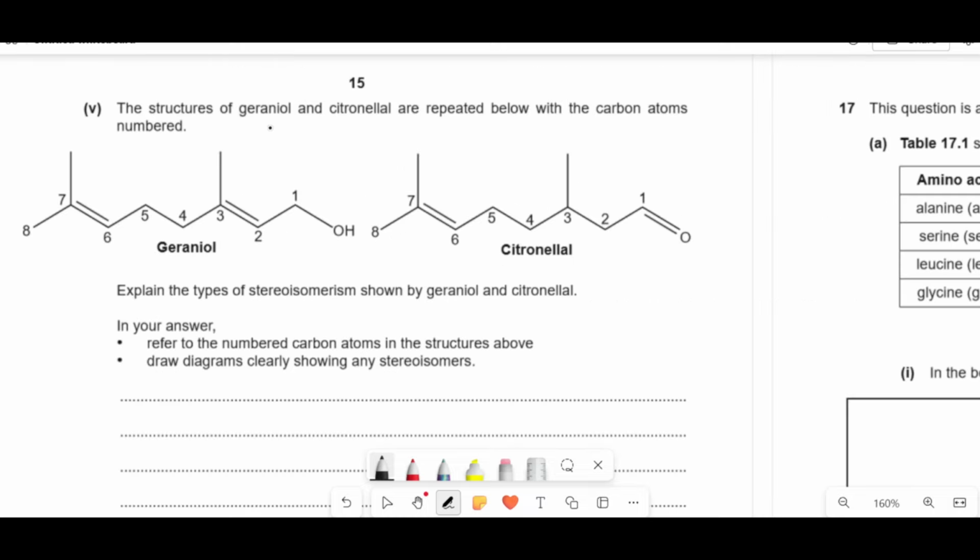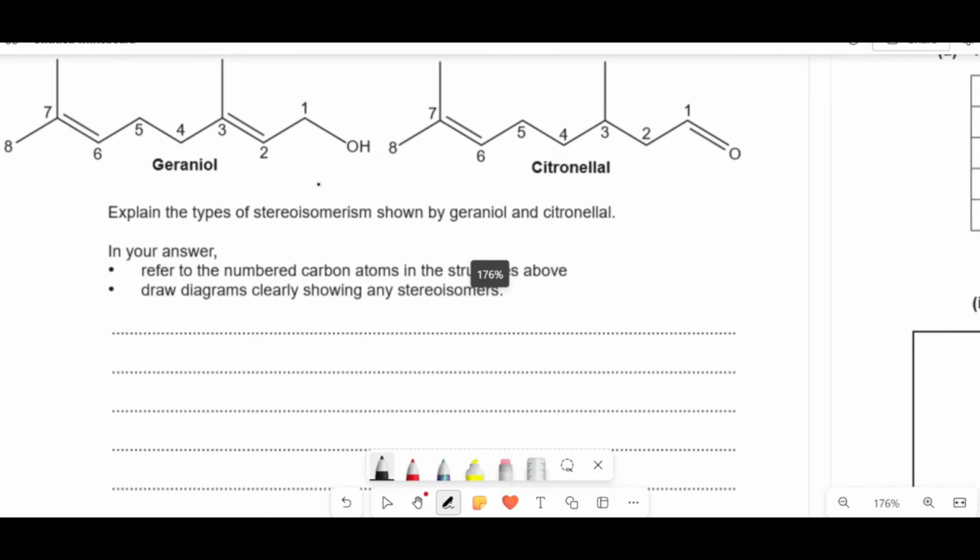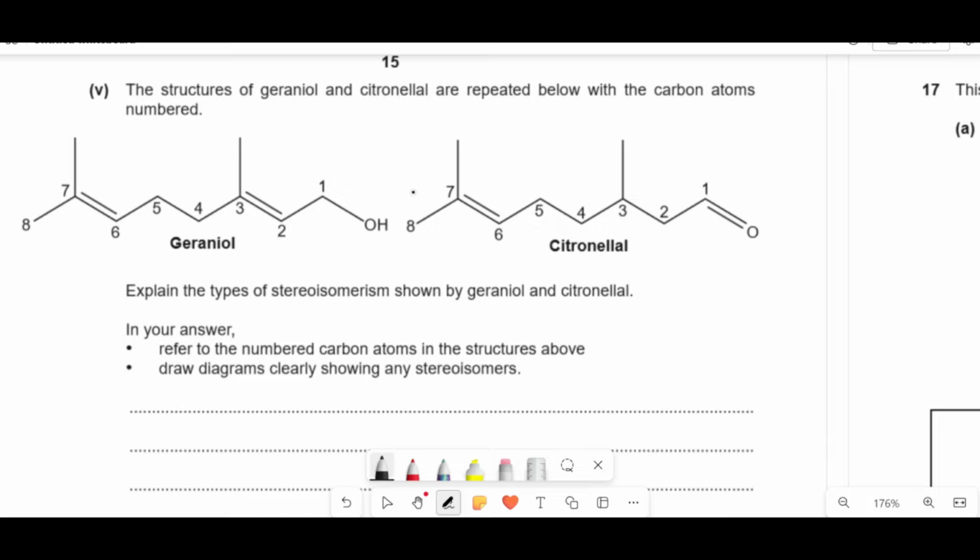So the structures of geraniol and citronellal are repeated with the carbon atoms numbered. Explain the types of stereoisomerism shown by geraniol and citronellal, and in your answer, refer to the numbered carbons on the structure and draw any diagrams showing them. The stereoisomerism we're looking out for is either optical or E/Z. There's a double bond here, but there are two same groups on this carbon, so there can't be any E/Z isomerism there. Here though, there's that group, this whole chain, and then an H there, so there is E/Z isomerism. Here there isn't because the groups are the same as well.